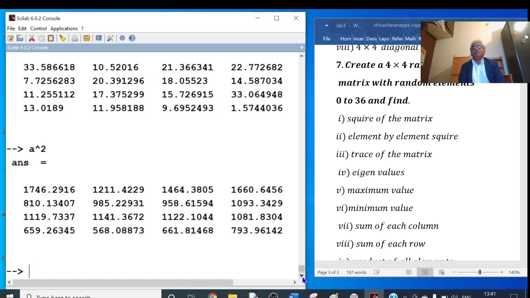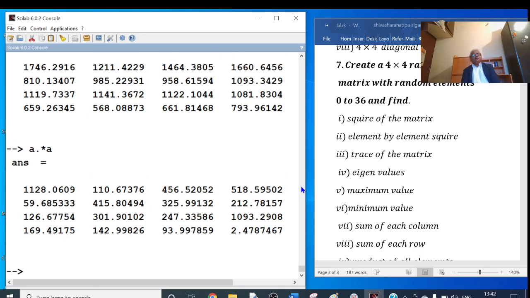Element by element square: that is A dot star A. This is element by element multiplication. Okay, square is there now: A into A gives A square. Element by element means A11 into A11, that is A11 square. Okay. And next one, trace of the matrix.